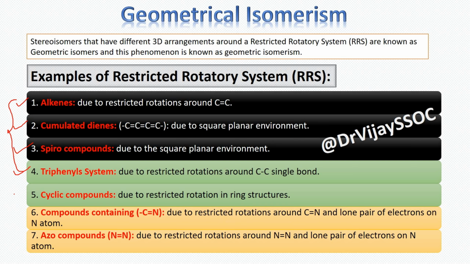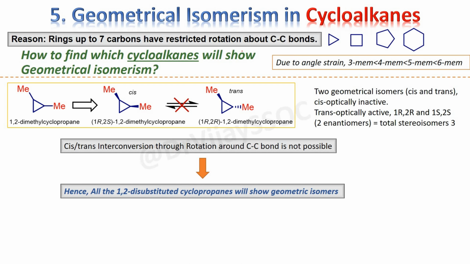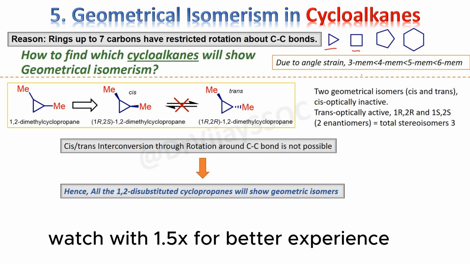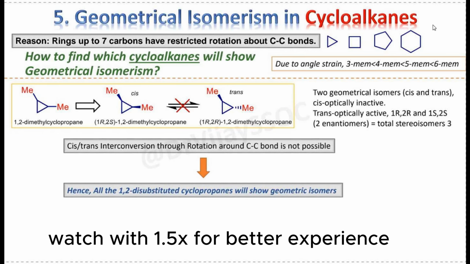So now we are going to see the optical and geometrical isomerism in cyclic compounds. We are going to learn geometrical and optical isomerism in cyclopropane, cyclobutane, cyclopentane and cyclohexane. So let's move forward. Geometrical isomerism in cycloalkanes.